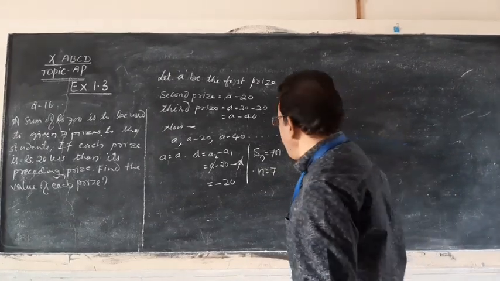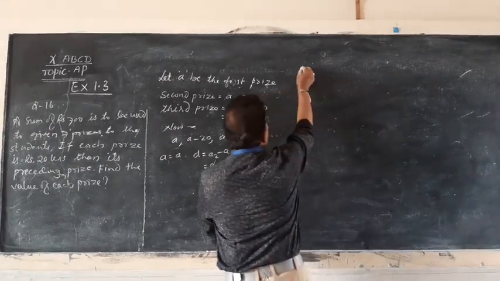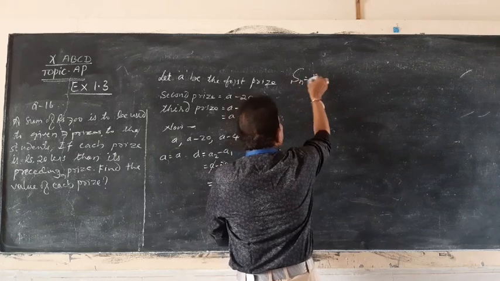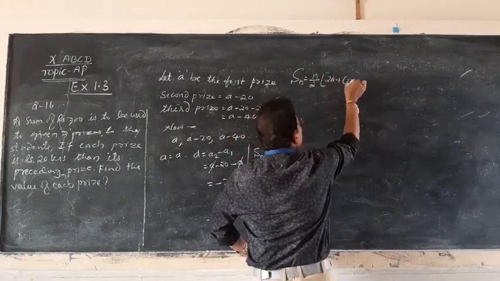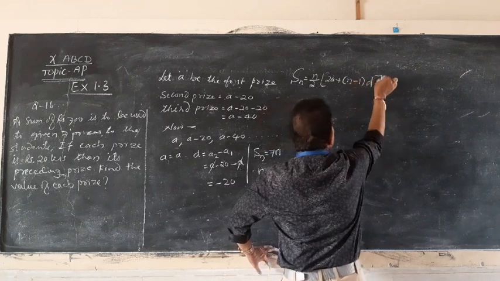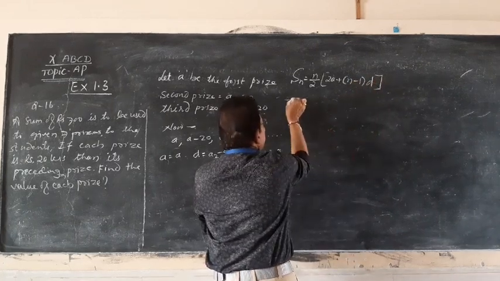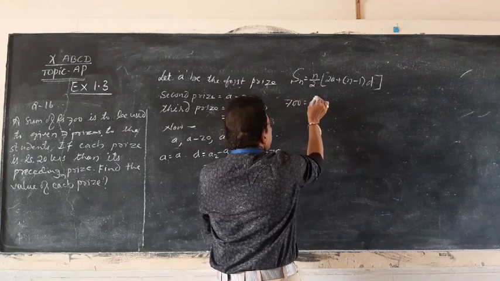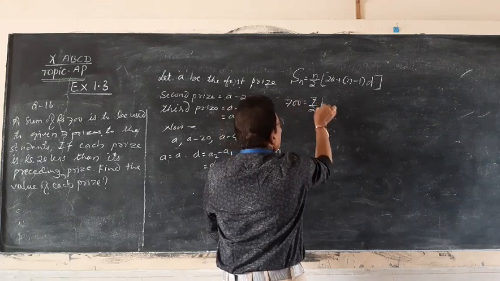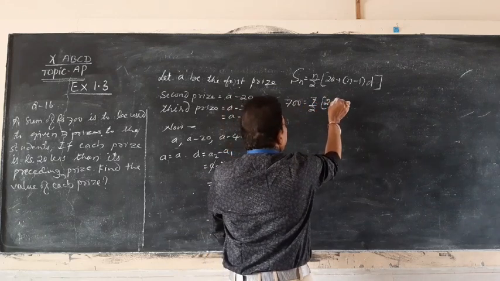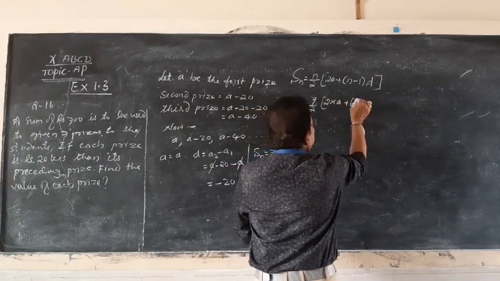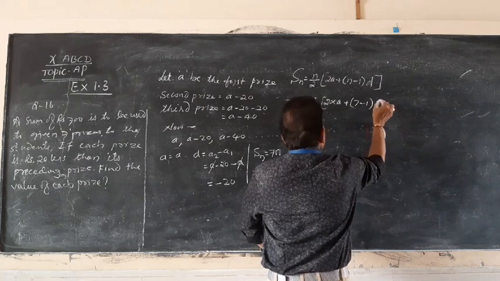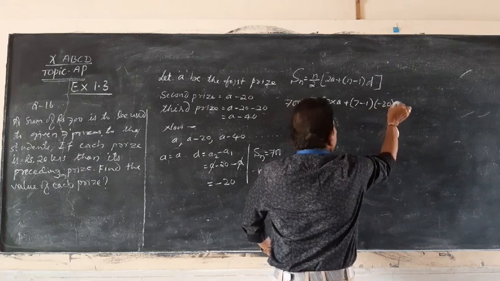Then let us apply the formula. Sn equals n by 2 in the big bracket, 2a plus n minus 1 into d. Sn they have given is 700, n by 2 is 7 by 2, 2 into A plus n minus 1, that is 7 minus 1, into d, that is minus 20.